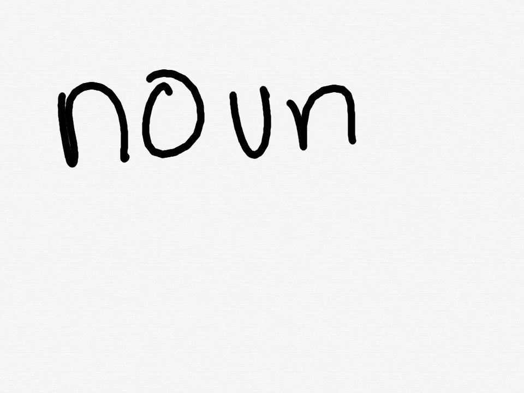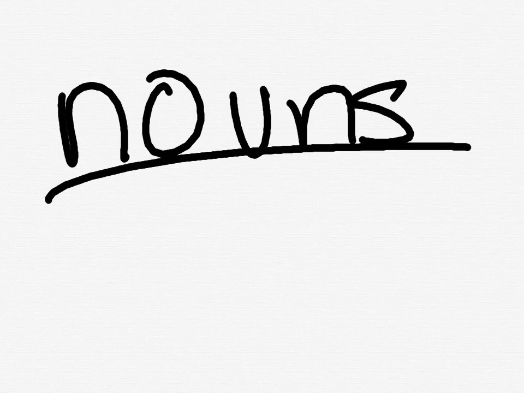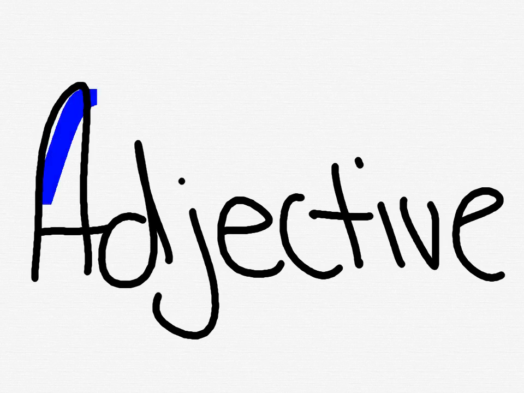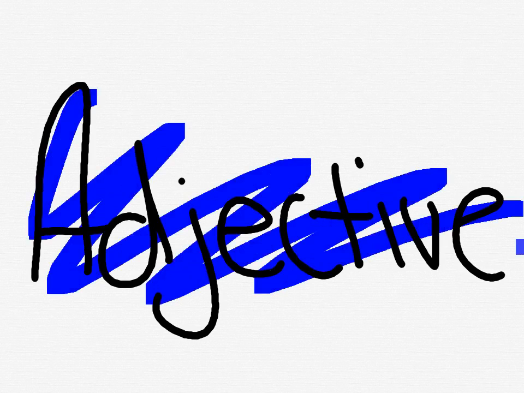Hi class, remember today when we talked about nouns? What were they? That's right, they're a person, place, or thing. But do you know what describes a noun? An adjective describes a noun.